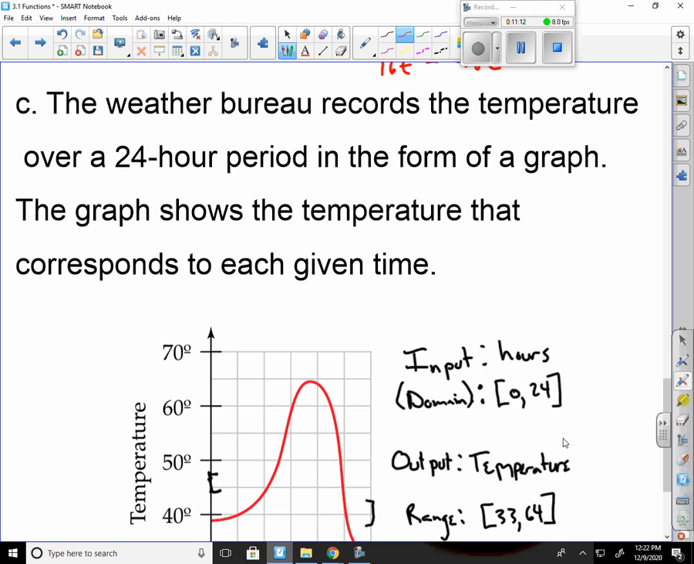So our input is the hours or the time. Our output is the temperature. And our functional rule is just whatever the graph is.